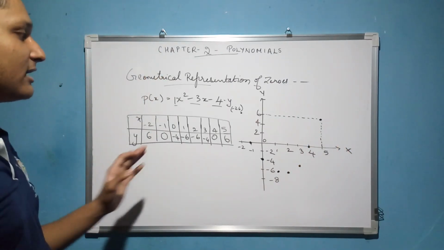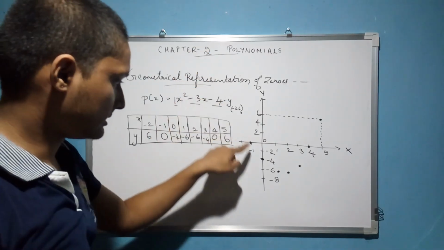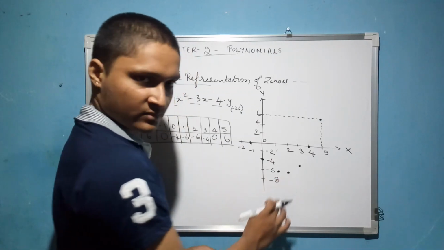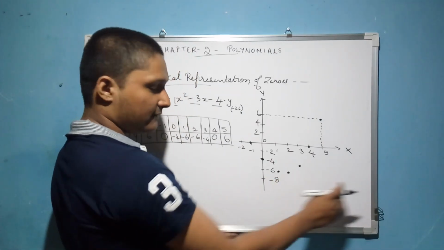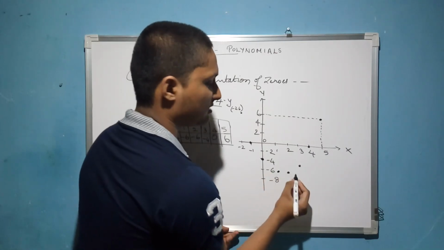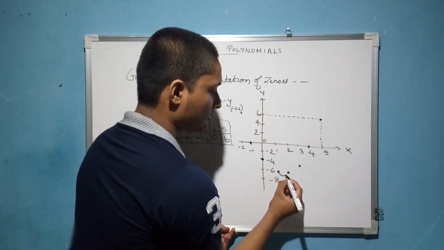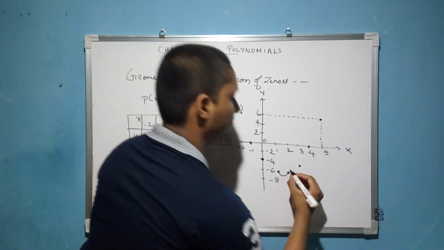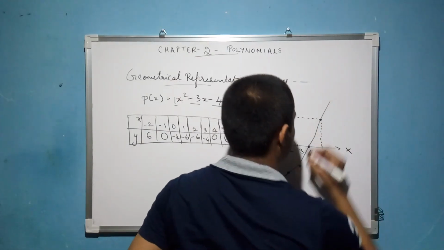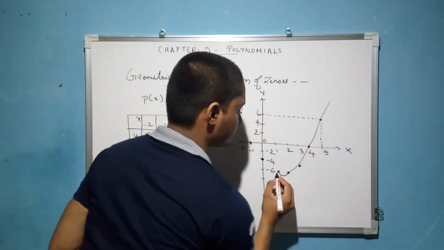Okay, we have plotted all the points. So the graph should be coming like this. You find that here you have same points at the same level. So I think it cannot be a straight line. It needs to be a curve, and I'll go on continuing this, joining all these points.